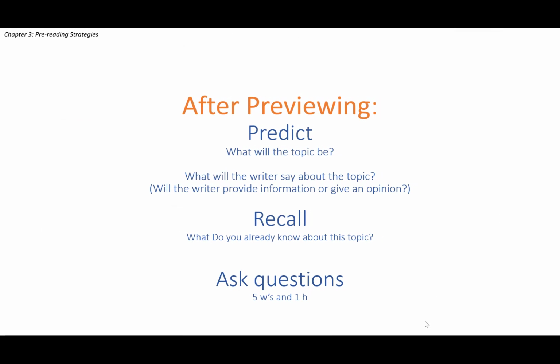So after we've previewed, we're going to predict, right? So I predicted that the topic is going to be about child labor. What is the writer going to say about that topic? Based on what we saw, just without even reading that article fully, we could say that the article is probably going to tell us about how child labor comes into existence, right? The heading was Drivers of Child Labor.